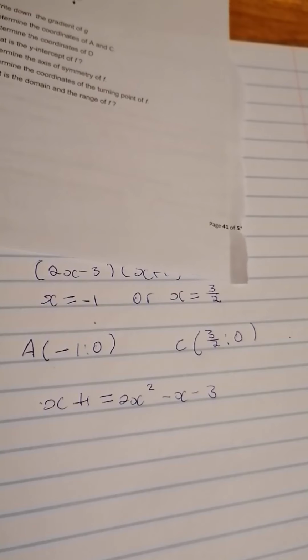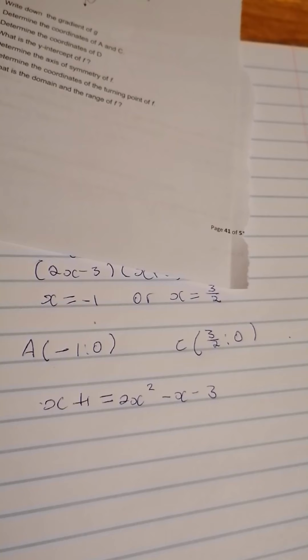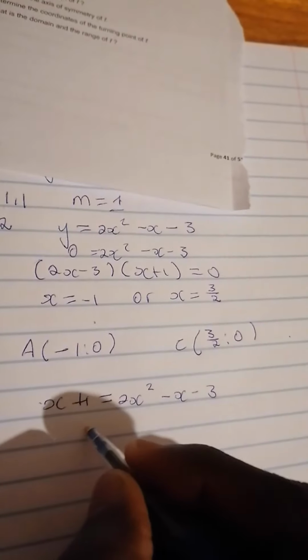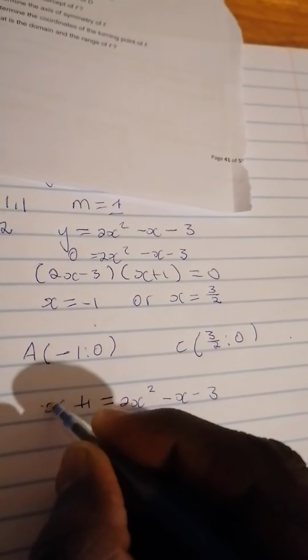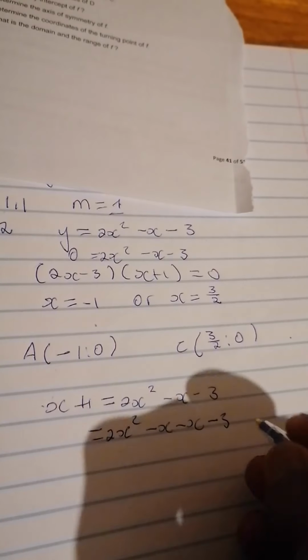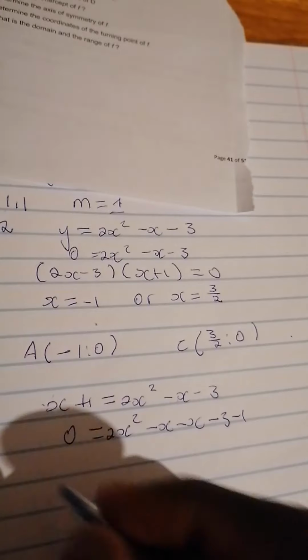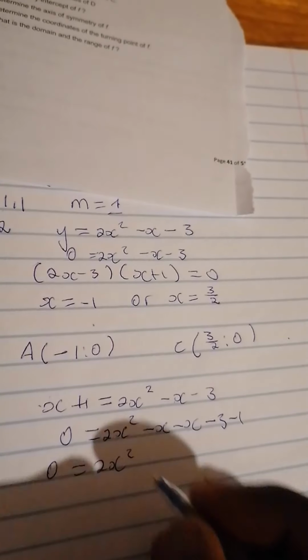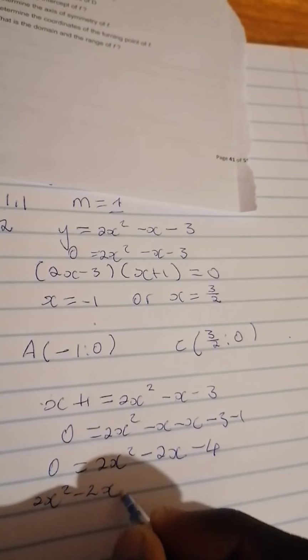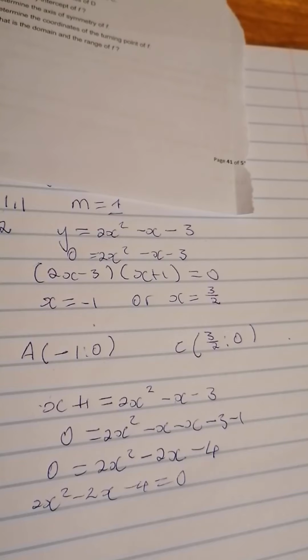Sorry guys, I meant to say that we group the like terms, and then from there we factorize and solve. Moving x to the other side changes its sign, from minus x, and the minus 3 as well. For the 1 you also change the sign, because we are moving to 0. So 0 equals 2x squared minus 2x minus 4, which is the same as 2x squared minus 2x minus 4 equals 0.